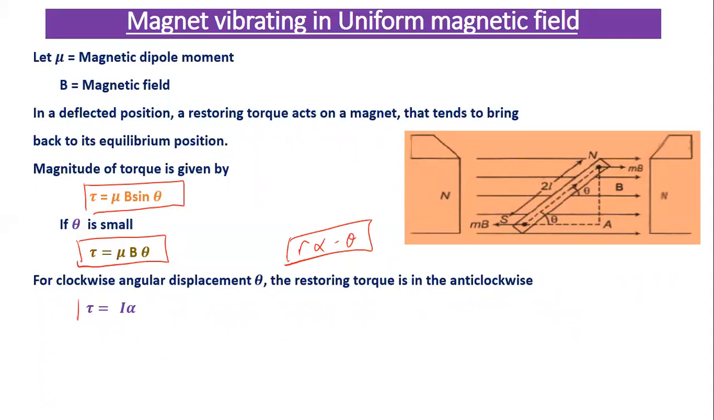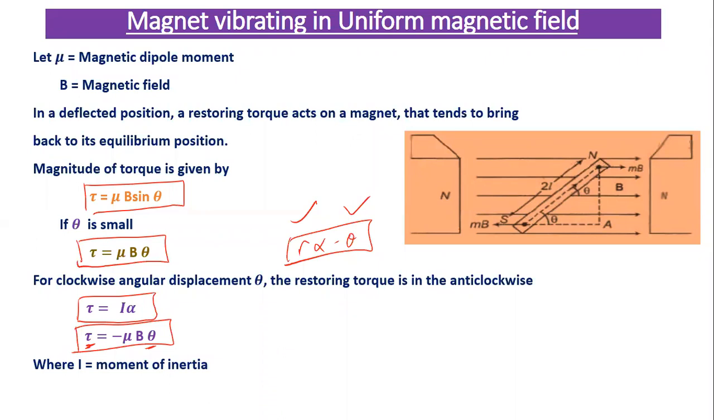We also know another formula of torque: torque is equal to I alpha. Since they are oppositely directed, we can write torque is equal to minus mu B into theta. You can see here the torque and theta are oppositely directed. So here the torque is coming, here theta is coming. They are oppositely directed, so we put the minus sign. I is the moment of inertia in the above formula, and alpha is the angular acceleration.